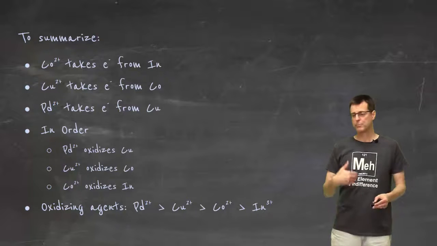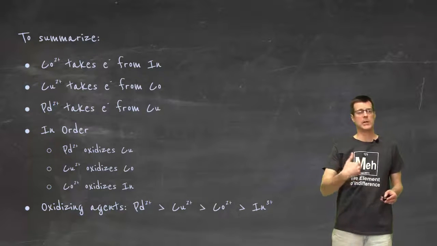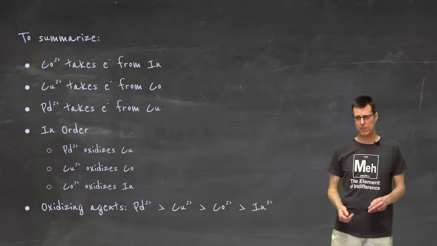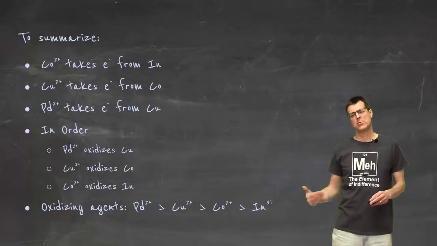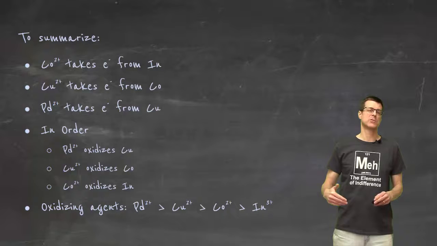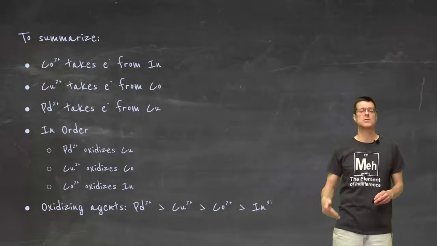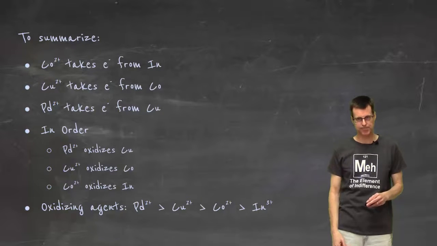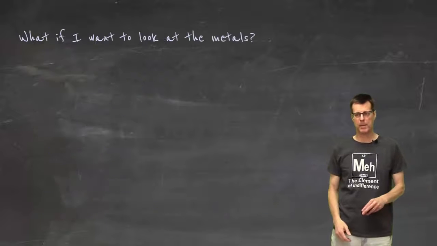But again, if you tell me what you're doing and you do it, I'm good with that. So palladium is a stronger oxidizing agent than copper, which is a stronger oxidizing agent than cobalt, which is a stronger oxidizing agent than indium, all in ion form.